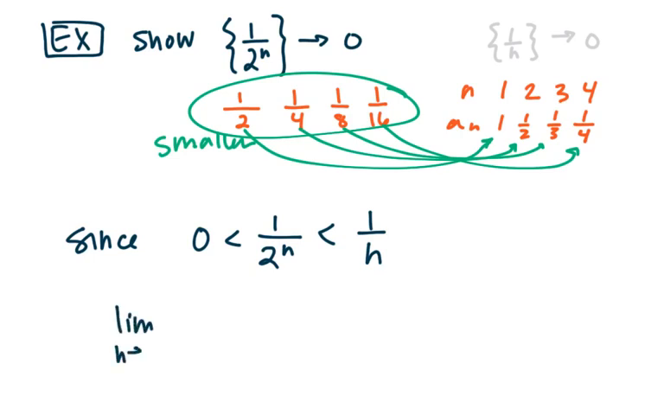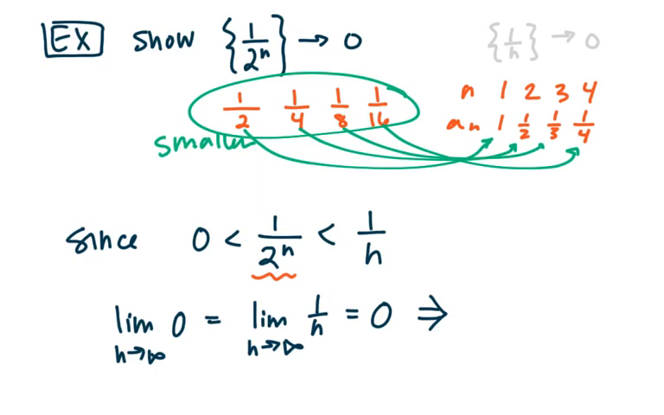the limit as n goes to infinity of 0 is equal to the limit as n goes to infinity of 1 over n, those are both equal to 0, then what we know in the middle, we can say the limit as n goes to infinity of 1 over 2 to the n must also equal 0 because it is sandwiched between the other two. So it's really a simplistic solution here, but sometimes you have to get creative with choosing your sequence that would be larger or smaller.